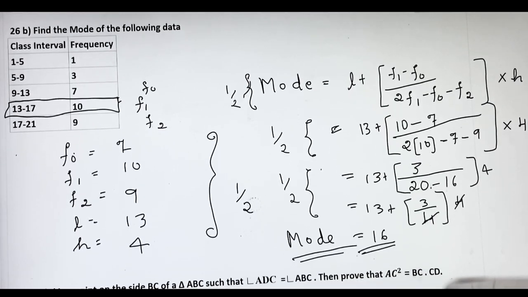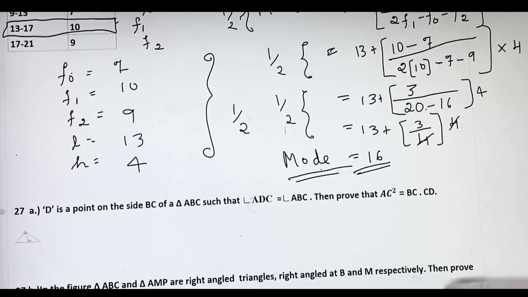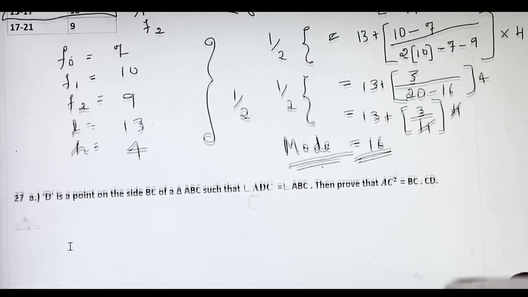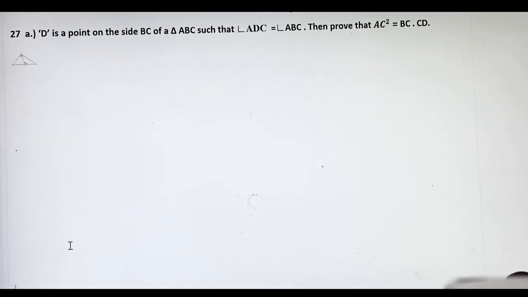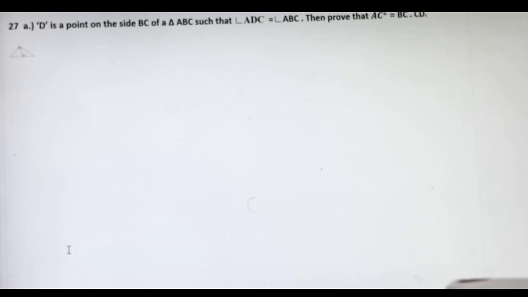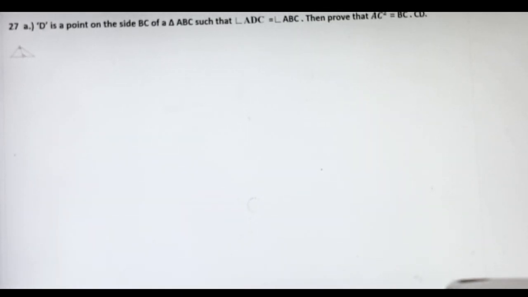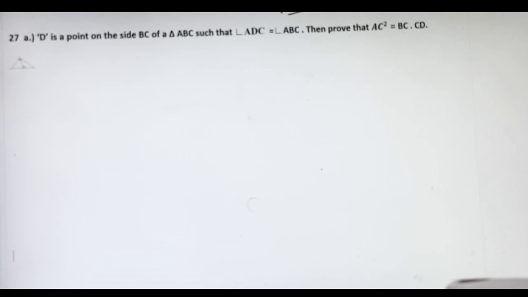So now moving on to the next question, that is the 27th question. D is a point on the side BC of triangle ABC such that angle ADC is equal to angle ABC. Then prove that AC square is equal to BC into CD.